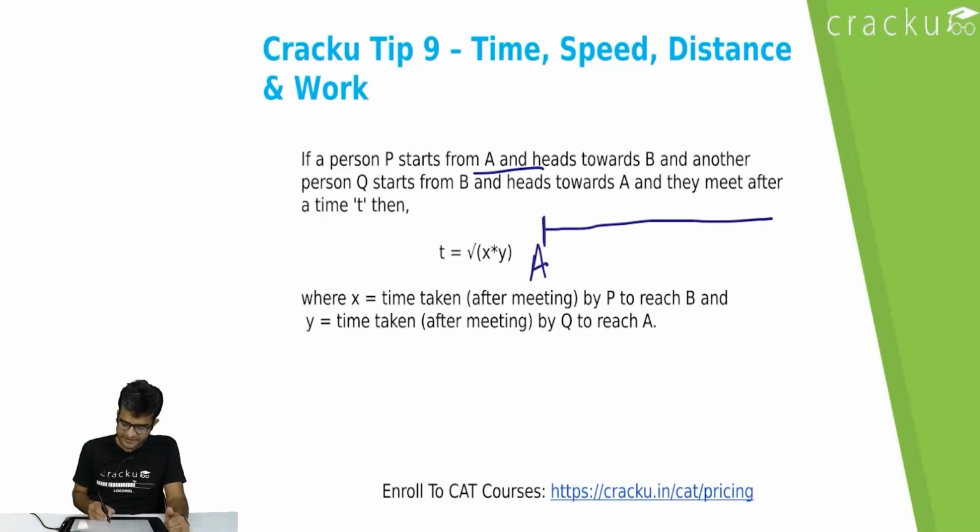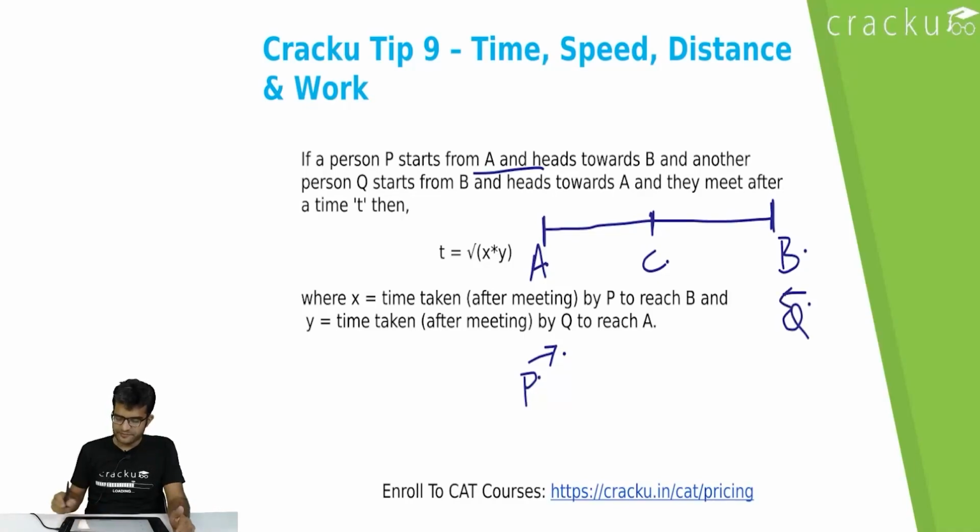In this tip, suppose we have two people and they are moving towards each other. Suppose one person is moving from A towards B and another person is moving from B towards A. Suppose they meet at a point over here, say C. Let this guy be P, P is going from A to B and Q is going from B to A.